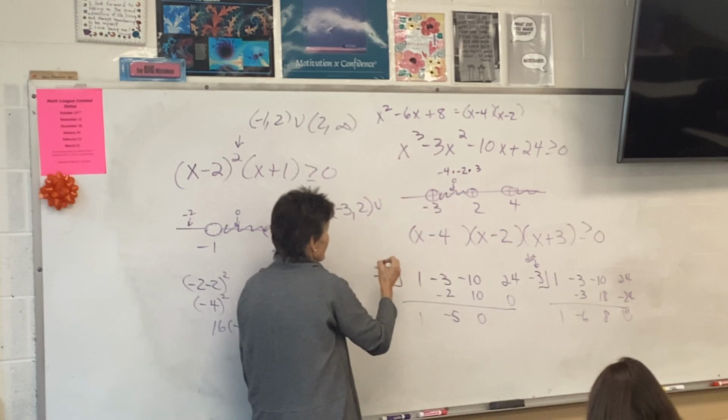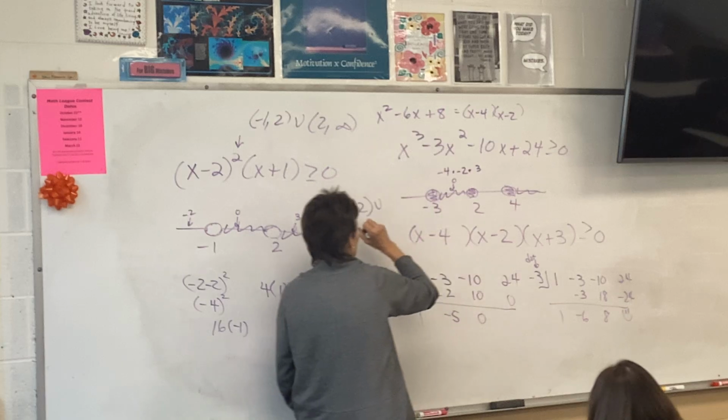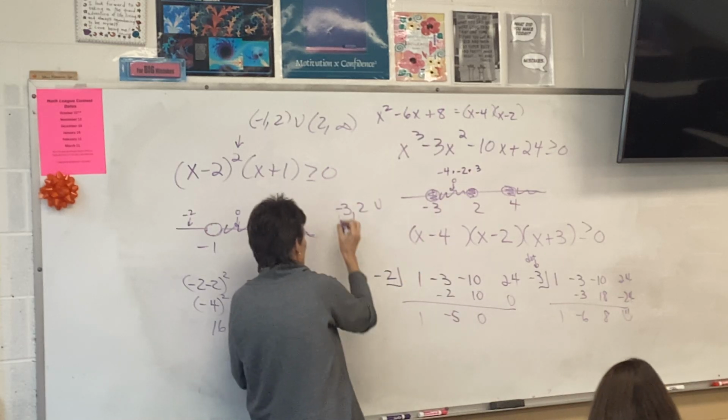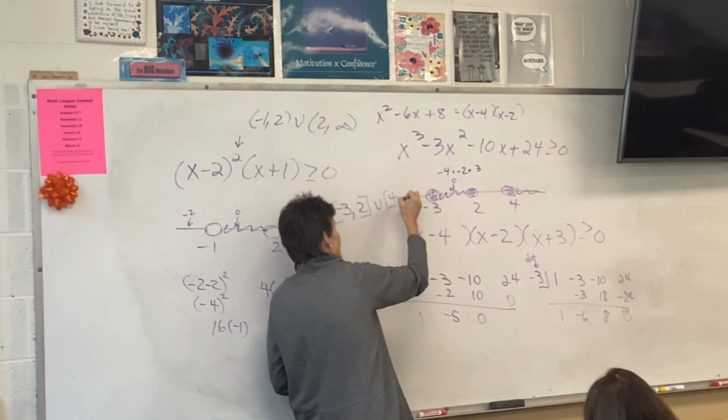Wait, don't you shade in the circle? Oh yeah, thanks. Yep. Circles need to be colored in. Thank you. So negative 3 to 2 with brackets. Or 4 to infinity.